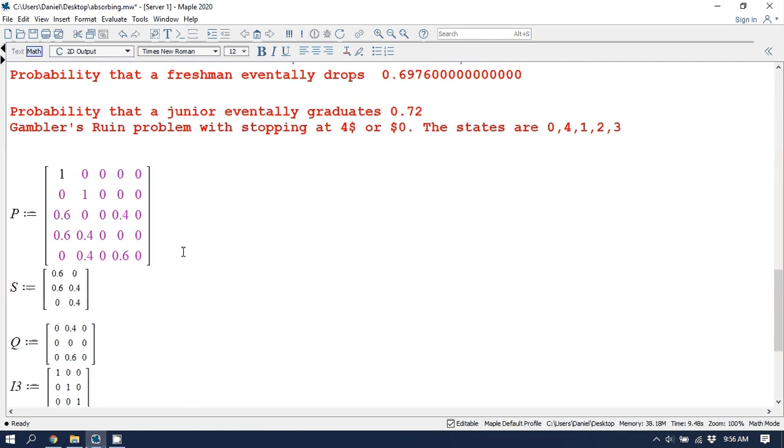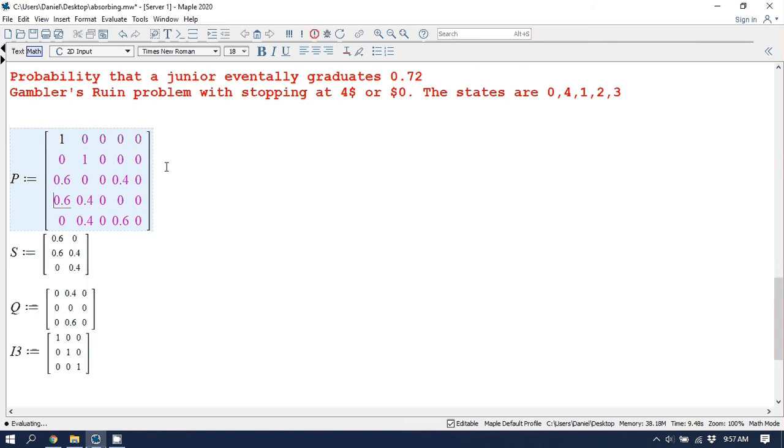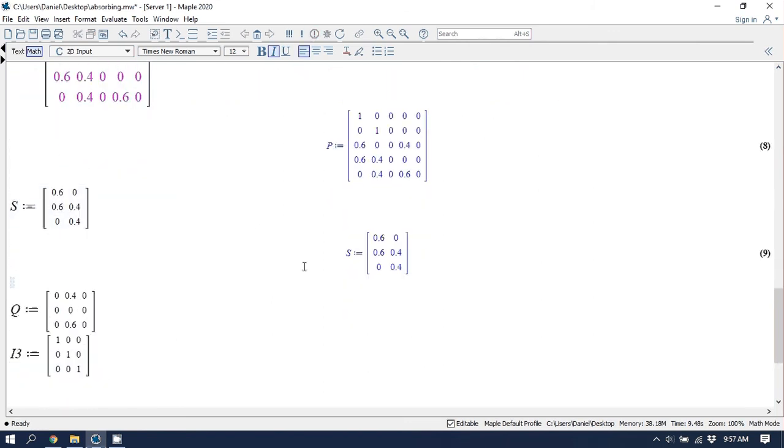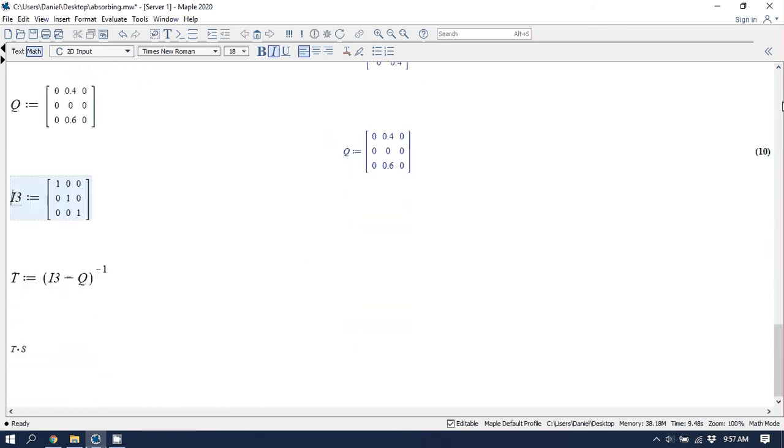So take a moment maybe to write the transition matrix yourself, and again pay attention to the way you arrange the states here. You start with 0, 4, the absorbing states, and then 1, 2, 3, the non-absorbing ones. So for example, the state 2 will be the row 4 in this case, right? So 1, 2, 3 will be the non-absorbing states. So that's the transition matrix, that's the S matrix, that's the Q matrix, and the identity matrix that is needed for the fundamental matrix will be 1, 0, 0, 1, 0, 1, 0, 0, 0, 1.